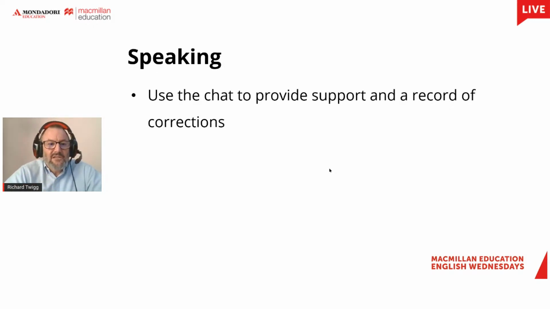If we are doing speaking online, we can use the chat function. We can give them support. We can record the corrections in the chat function. If we're doing a Zoom lesson, a Teams lesson, or a GoTo meeting, or a Google Meet, depending on those, so we can use the technology that's available to us.